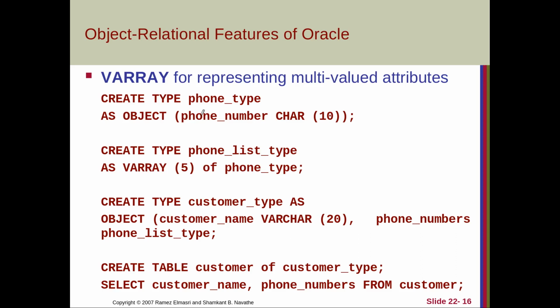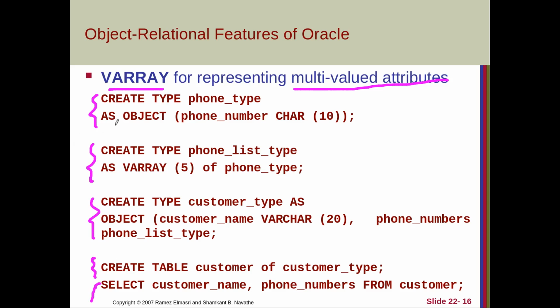So Oracle uses a particular concept called V-array. We are using a statement called V-array for representing multi-valued attributes. If you want to represent multi-valued attributes, we can use the V-array concept. So we will see one example, different situations. These are the different set of statements that can be connected separately.